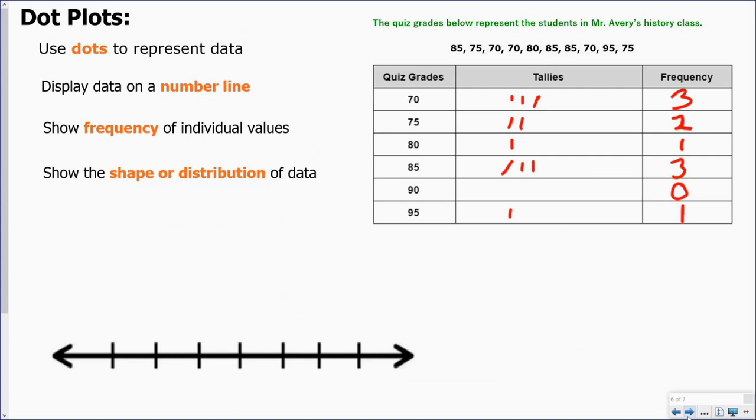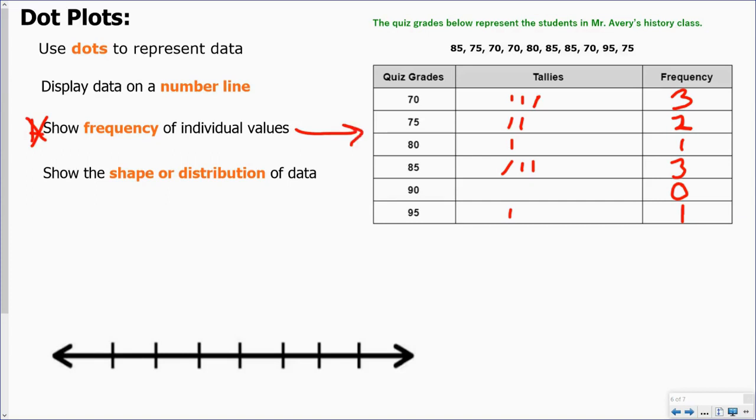So now a review of dot plots. Remember, a dot plot uses dots to represent data. It displays data on a number line, shows frequency of individual values, and shows the shape or distribution of the data. So the frequency that it's going to show is going to come from our frequency table.